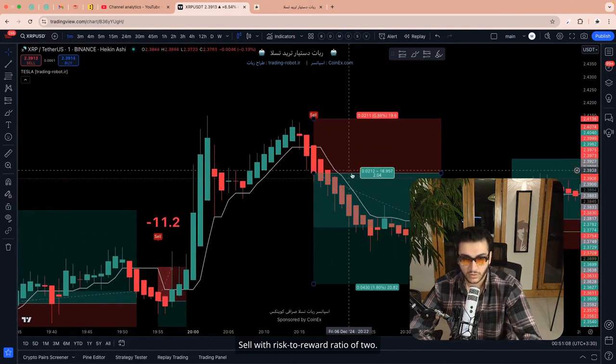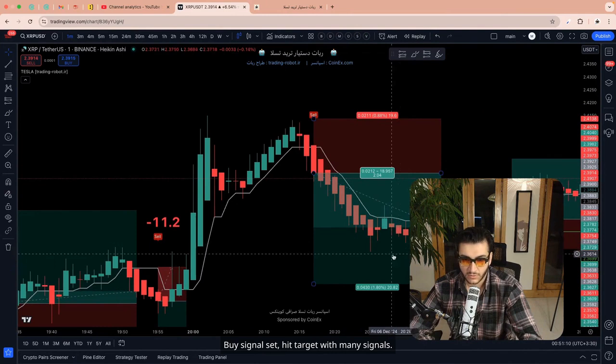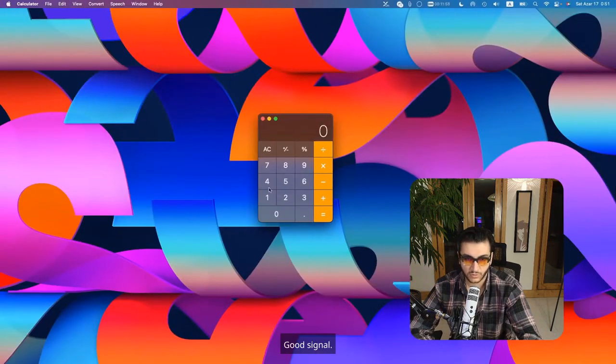Sell with risk to reward ratio of 2. Stop losses at 36. Buy signal set. Hit target with many signals. Good signal. Close indicated entry. Stop loss risk free. Set at 2. Now.